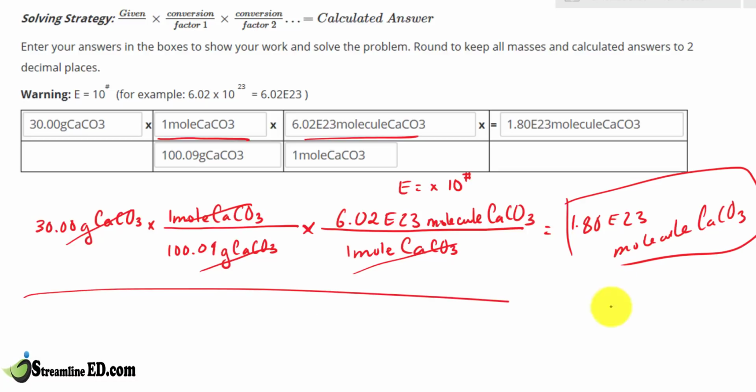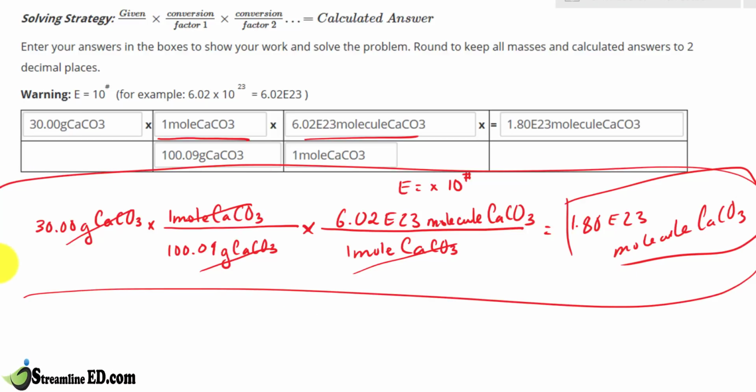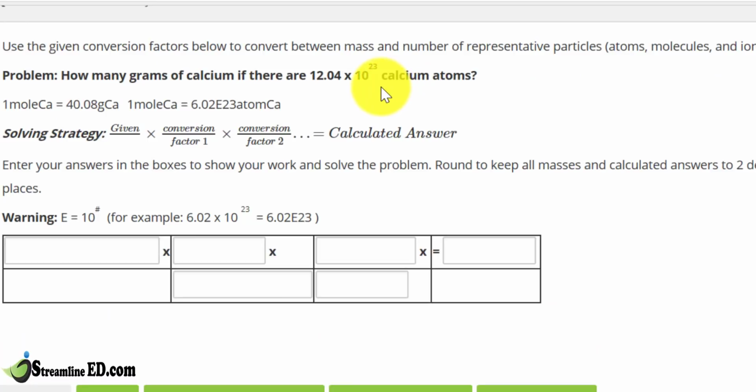And that is how you show your work on your paper. Let's try another problem. How many grams of calcium are there in 12.04 times 10 to the 23rd calcium atoms? Notice how we are converting between mass in unit grams and represented particles again, but we are doing the reverse of it.